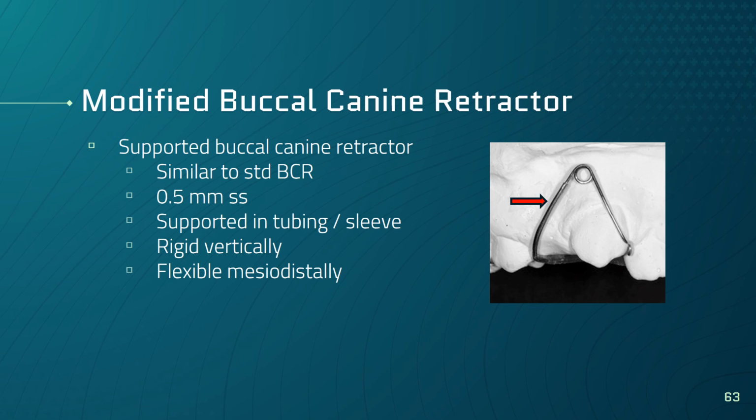This makes the clasp or retractor rigid in the vertical plane, but it's flexible mesiodistally. And this is important because the canine is going to be moved mesiodistally.